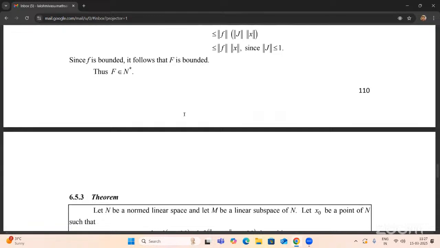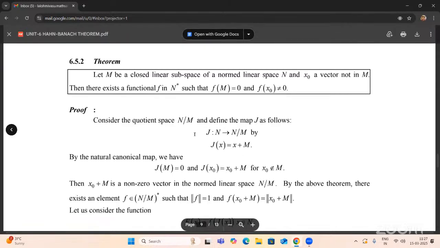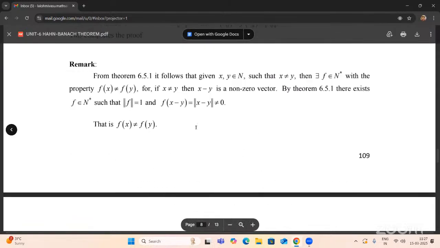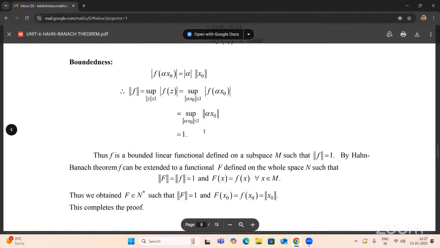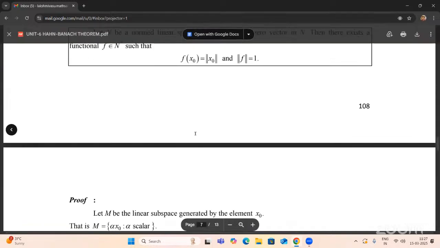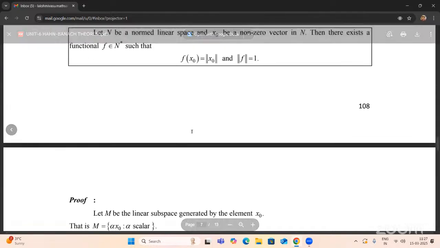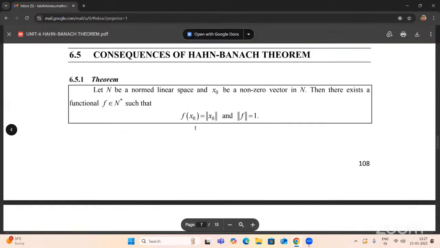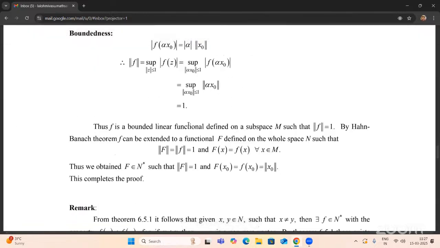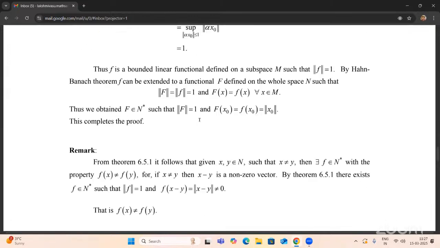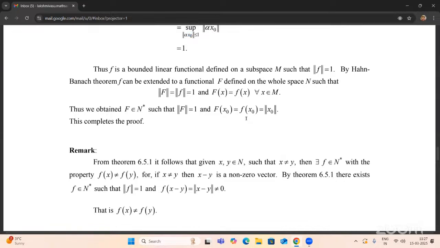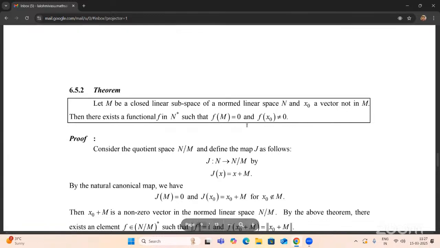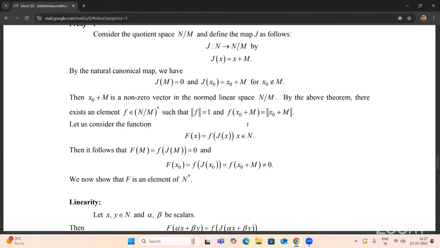Simple question is given. That is one of the consequences. Now you must observe there are two consequences here from the above theorem, the Hahn-Banach theorem. One of the consequences: see this one, f of x naught equals norm x naught and norm f equals 1. According to this, capital F of x naught equals norm x naught, and norm capital F equals 1. Second one, simply capital F is an element of N star, meaning F belongs to N star.